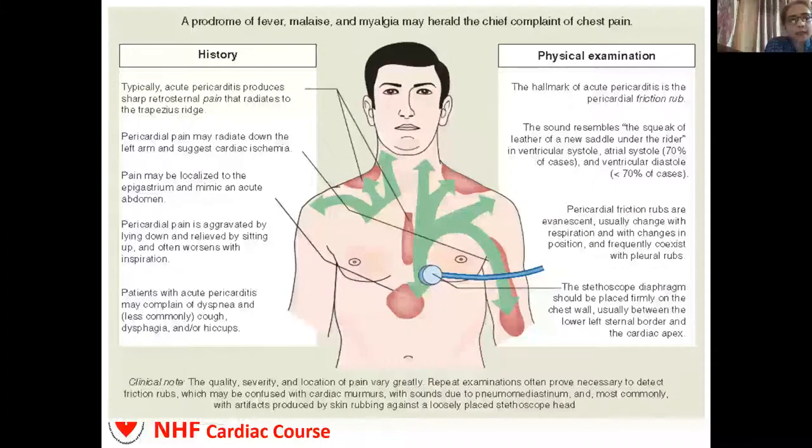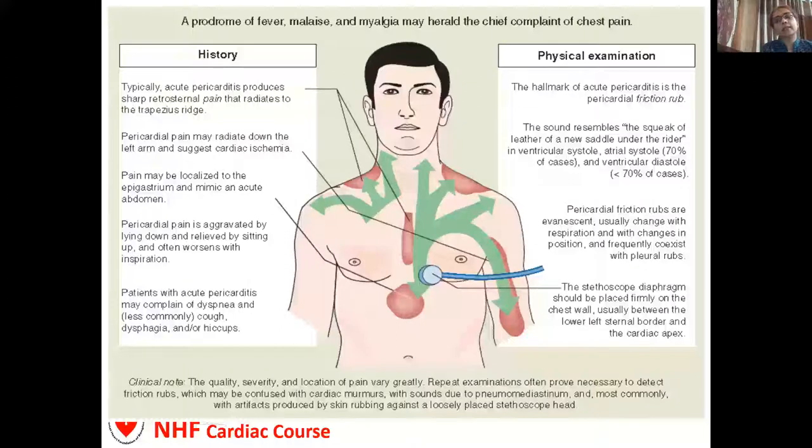But typically, acute pericarditis produces a sharp retrosternal pain that radiates to the trapezius ridge. And sometimes this pain may mimic cardiac pain. But to its specificity, pericardial pain is aggravated by lying down and on inspiration. And patients may also complain of dyspnea, cough, and dysphagia.